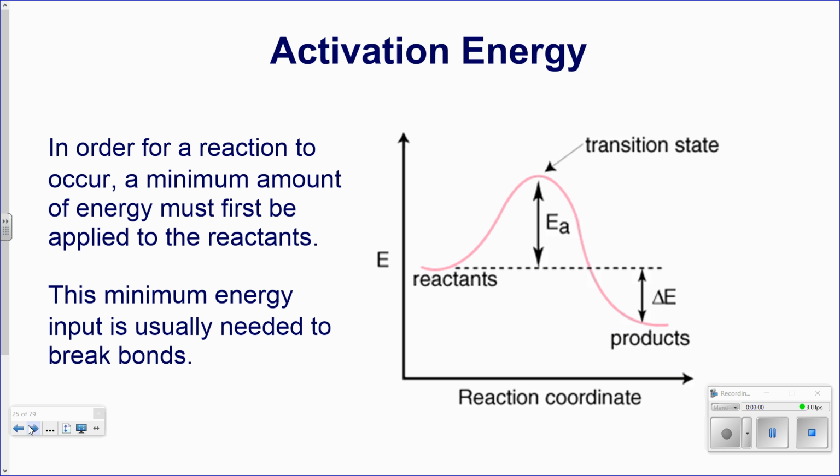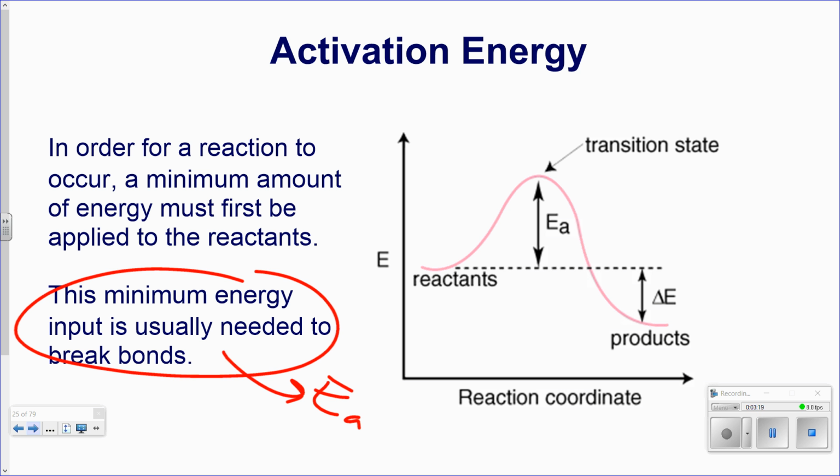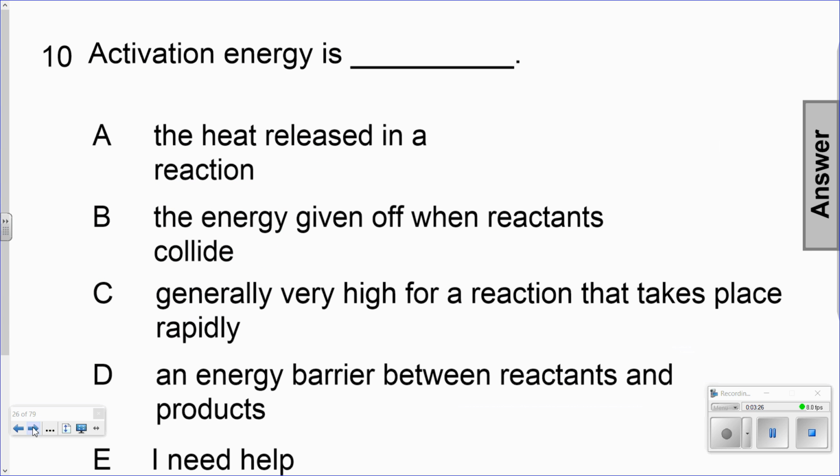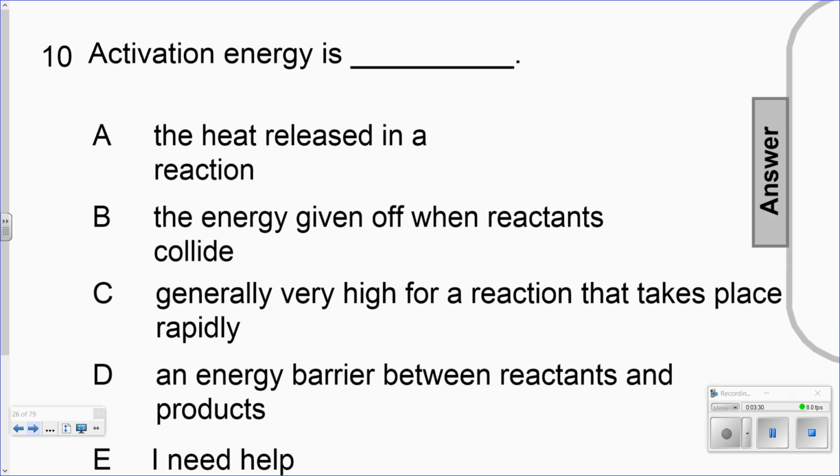If we take a look at this, in order for a reaction to occur, a minimum amount of energy must first be applied to the reactants. That is the activation energy. Again, another exothermic reaction. It's the minimum amount of energy it needs to break those bonds and get the reaction moving, okay? So activation energy is, check this out. The answer is here.